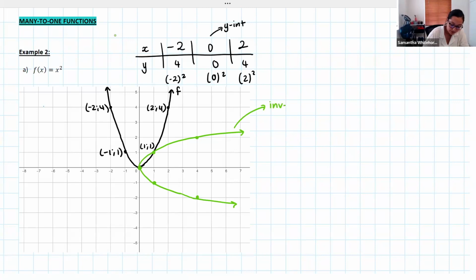So this is our inverse. Can someone tell me quickly in the chat, is our inverse a function? So is the inverse a function?